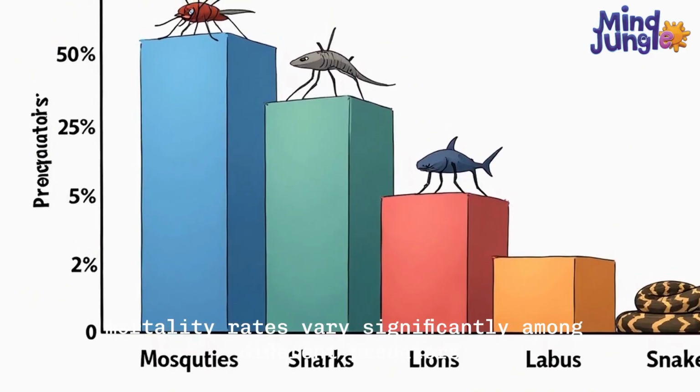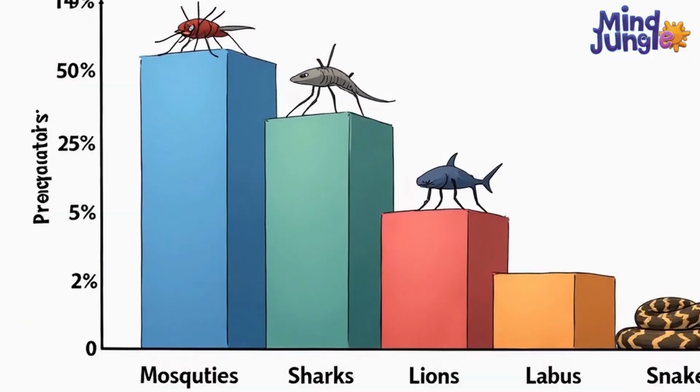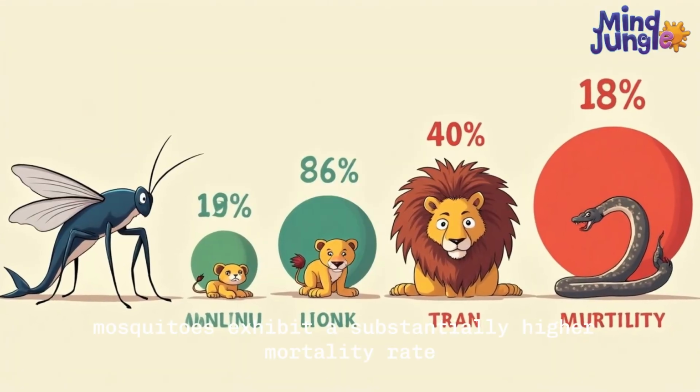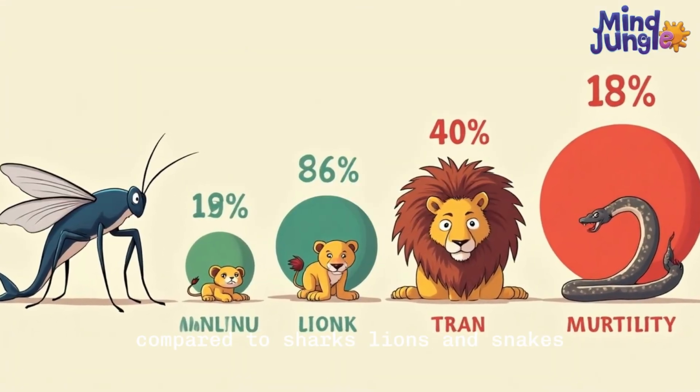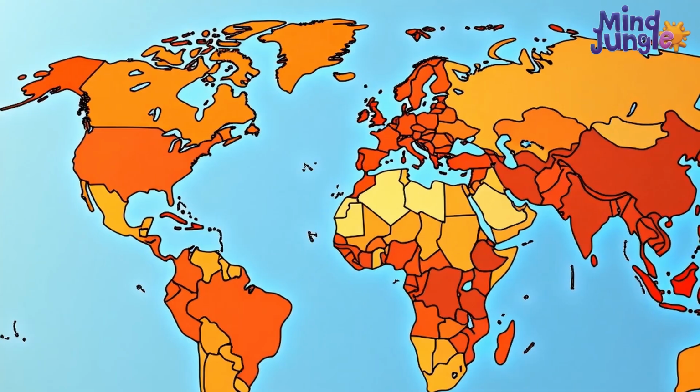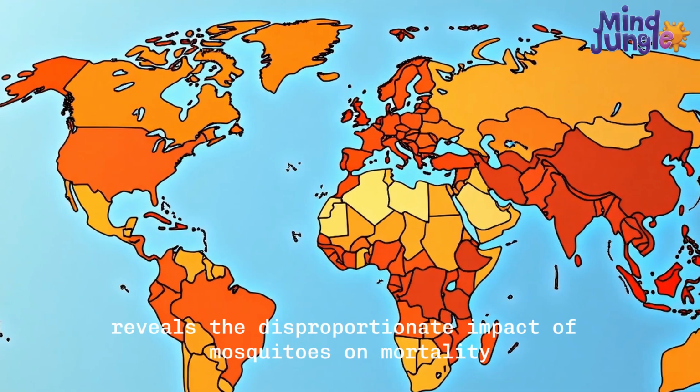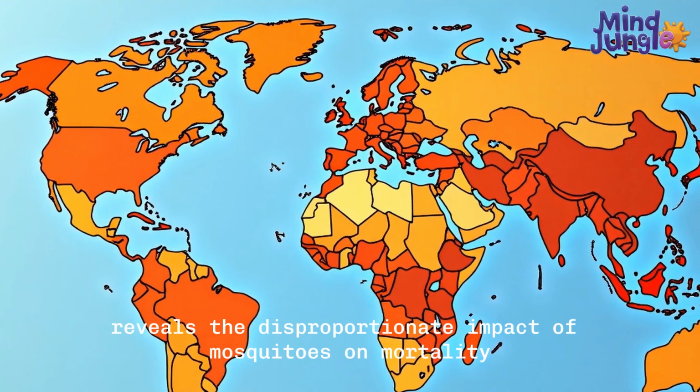Mortality rates vary significantly among different predators. Mosquitoes exhibit a substantially higher mortality rate compared to sharks, lions, and snakes. Comparative analysis reveals the disproportionate impact of mosquitoes on mortality.